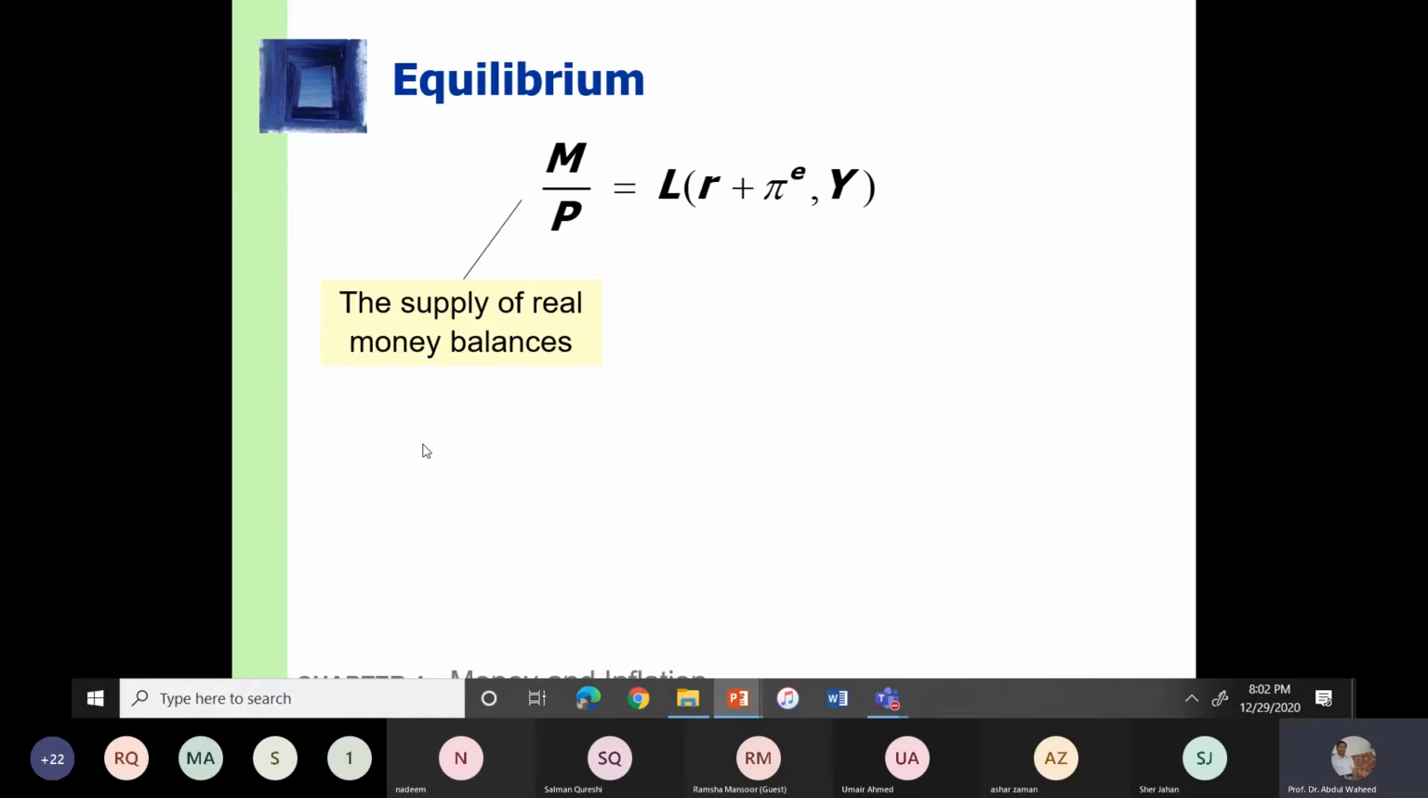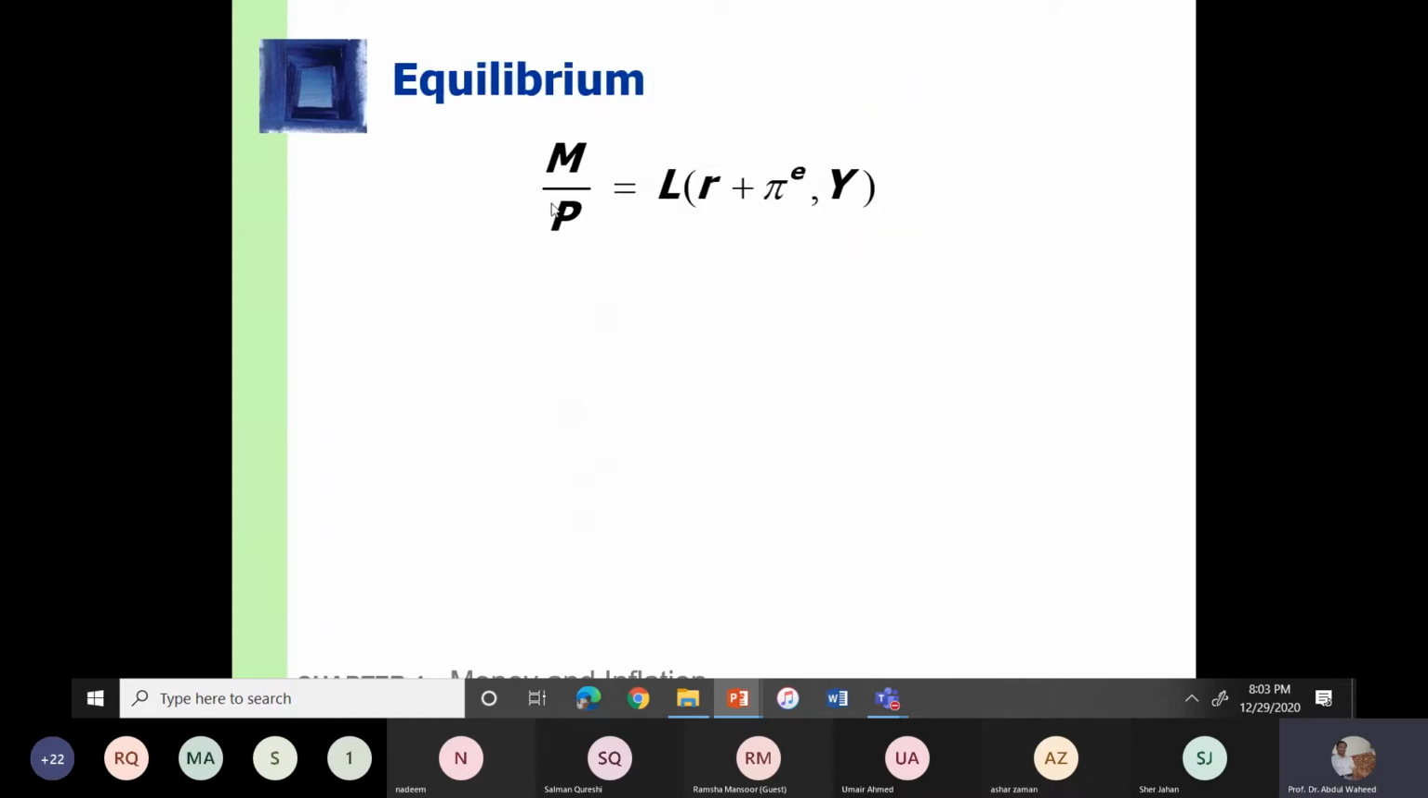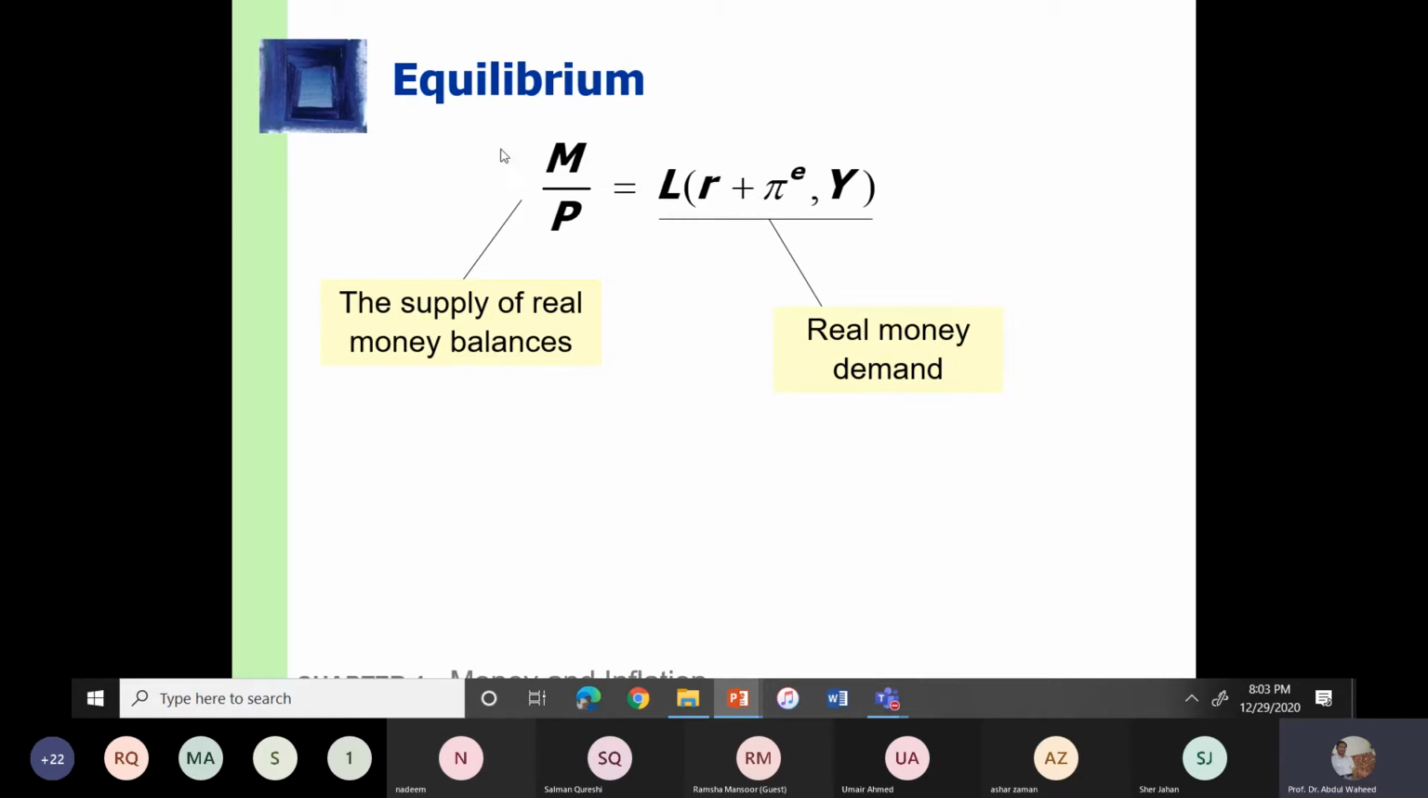Now, there would be equilibrium in the money market when the demand for money equals the supply of money. So real demand for money equals real supply of money. So this is the real demand for money, and this should be equal to the real supply of money. So then we can write here real supply of money, and this is the real demand for money, and this is the equilibrium. This shows equilibrium in the money market. So this is the real supply of money balances, this is real money demand.